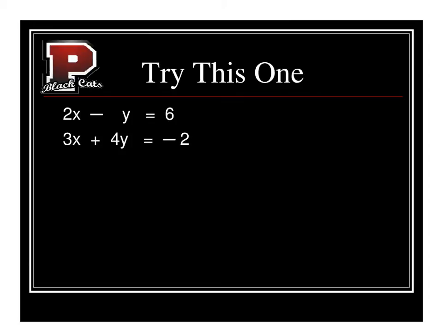Alright, so here's one for you to try. You're going to use elimination, but you're going to have to multiply by something first. So you can either get rid of the x or get rid of the y. I can tell you right now that I'm going to go ahead and try to get rid of the y, because they already have opposite signs, so it makes it a little bit easier. So pause the video now, give this a try, then restart so we can check our answers with each other.